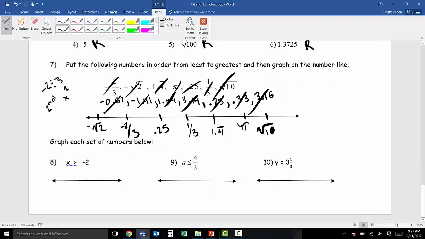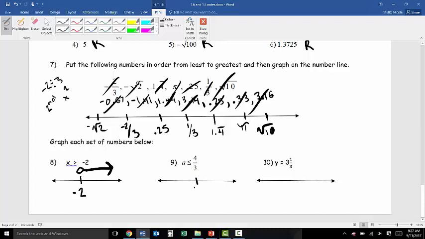This is a reminder on how to graph these inequality symbols. So to show numbers that are greater than -2, you put a -2 on your number line. Draw an open circle to show that it cannot equal, it's strictly greater than, and then you point towards the direction that's greater.